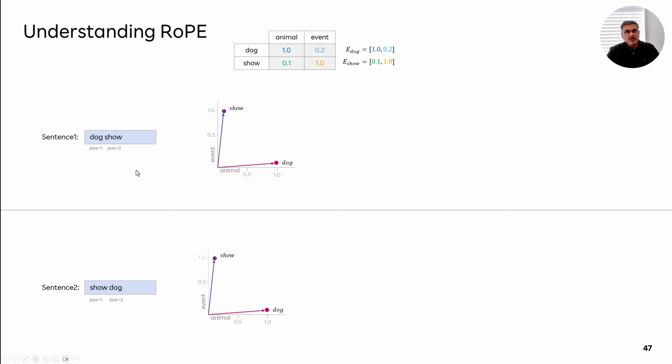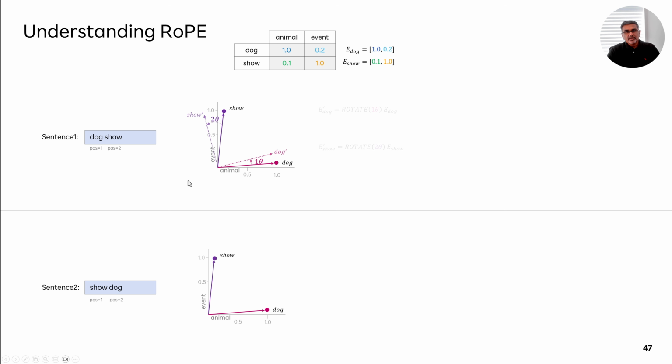So I'll take the first word, which is dog, and I'll figure out some angle, some theta. Forget about how that theta is determined. I'll show you that shortly. For the sake of an example, let's say the theta is 10 degrees. Because dog is at position 1, I'm going to move this vector by 1 theta angle. Similarly, when I look at the next word, which is at position 2, I'll move the vector for show by 2 theta angles. The theta remains the same, 10 degrees. So the first word I'll move by 10 degrees because that's the first word. The second word I'll move by 2 times 10, which is 20 degrees, because that's the second word.